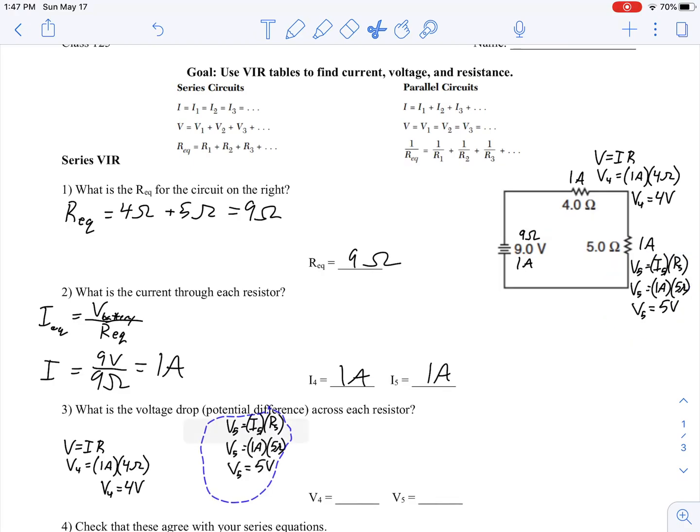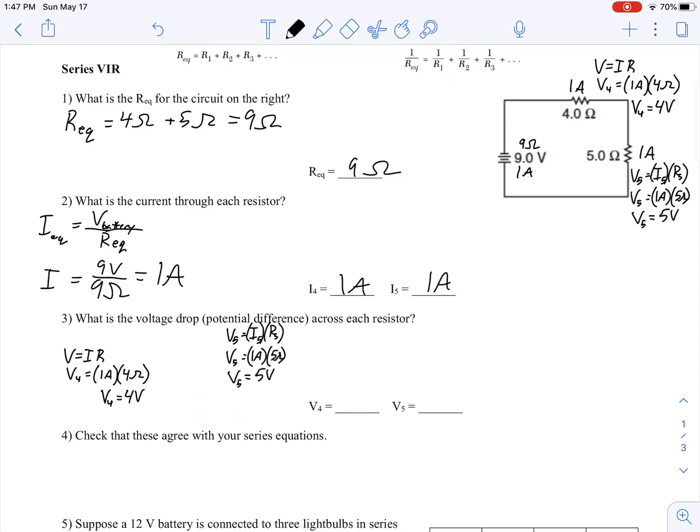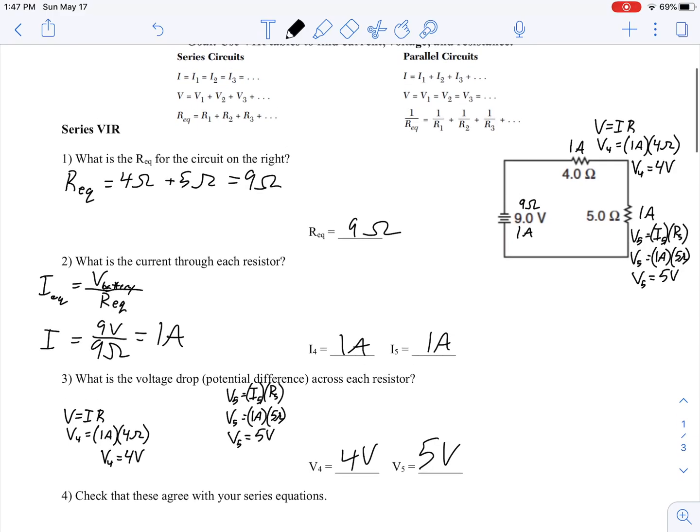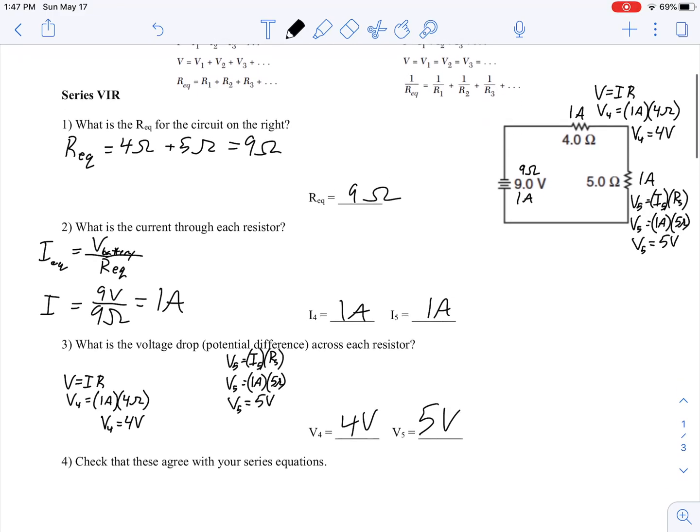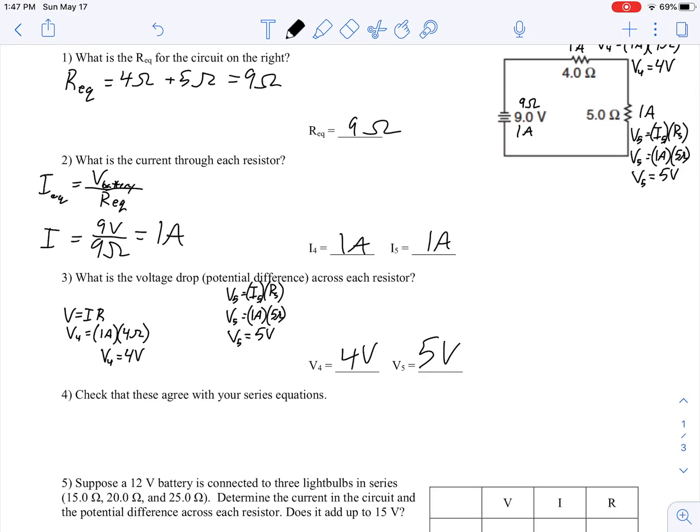Copy. I'm going to paste that there. All right. So the voltage of resistor 4 is 4 volts. The voltage of resistor 5 is 5 volts. Okay, now we got to think to ourselves, do these agree with your series equations? Well, the first equation for series is that all the currents are equal. Are all the currents equal here?